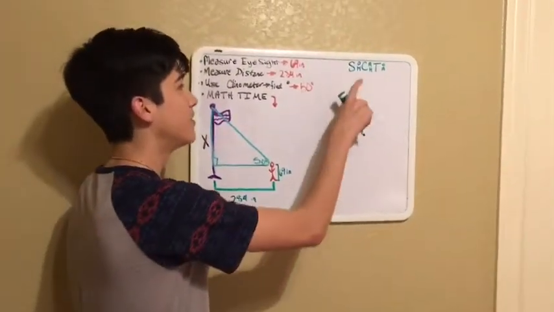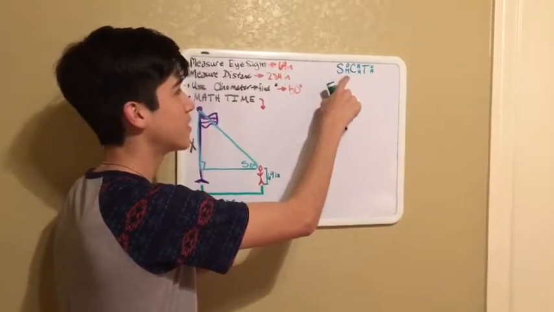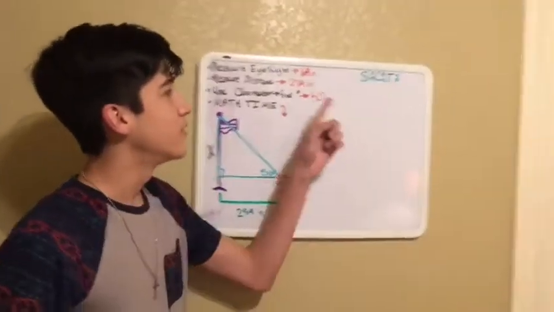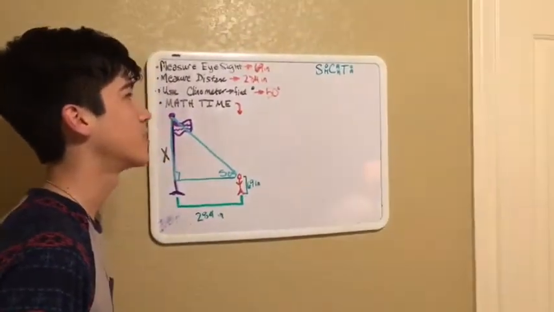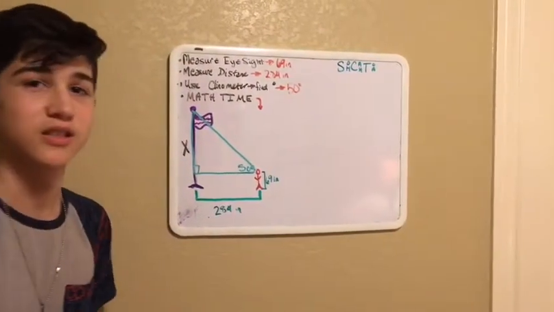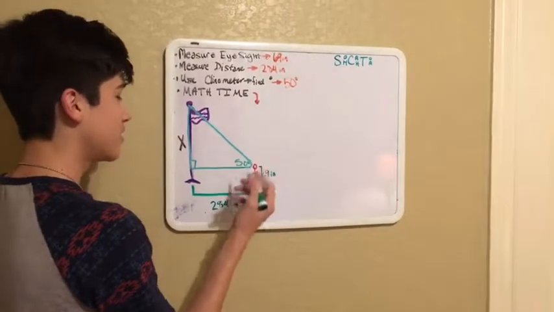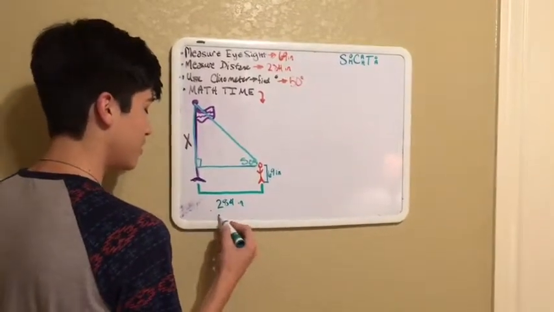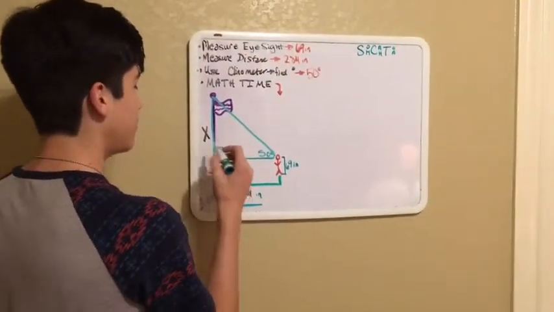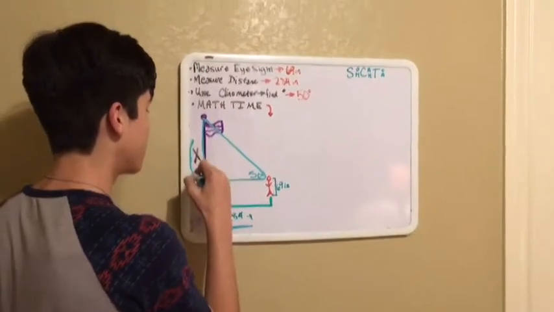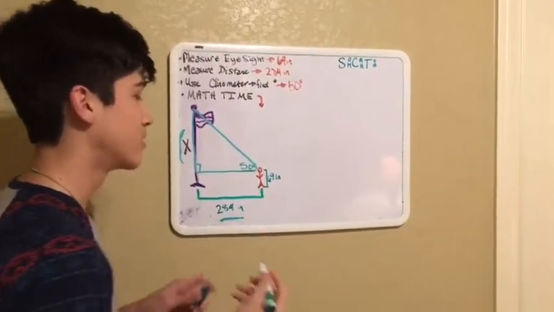So we have sine, which is opposite over hypotenuse. We have cosine, which is adjacent over hypotenuse, and we have tangent, which is opposite over adjacent. And I think we're going to use tangent here because we have the adjacent and we're trying to find the opposite, so we're going to use tangent.